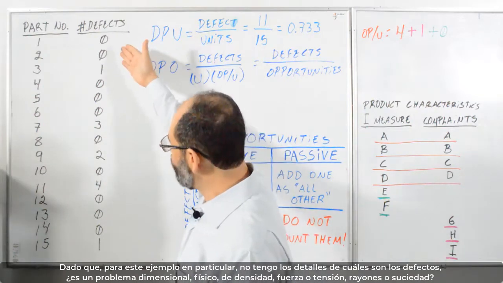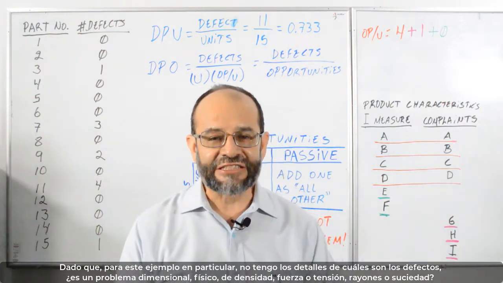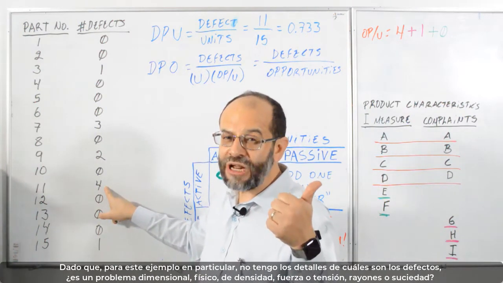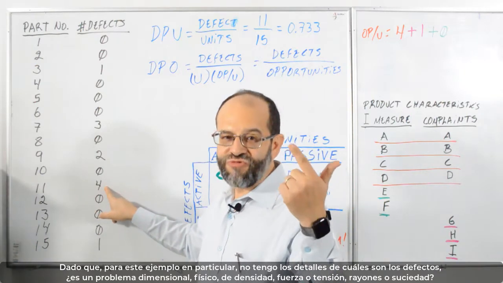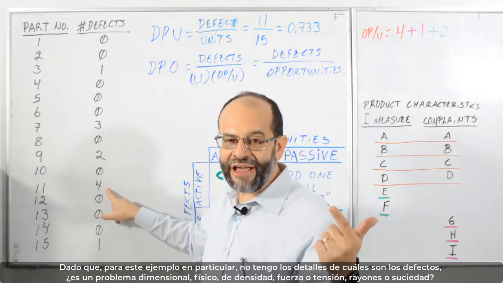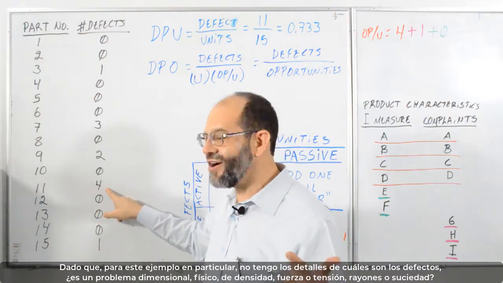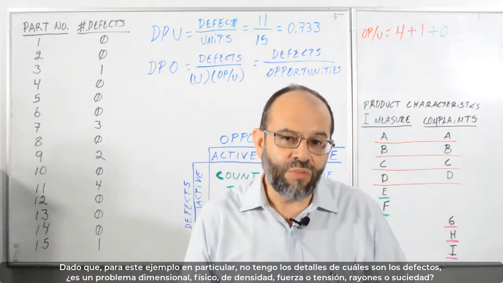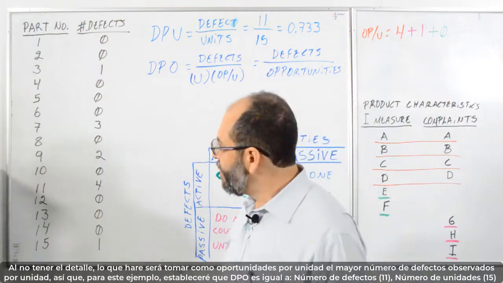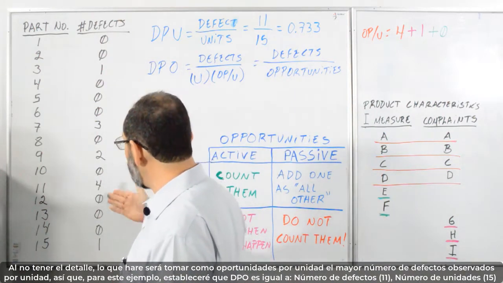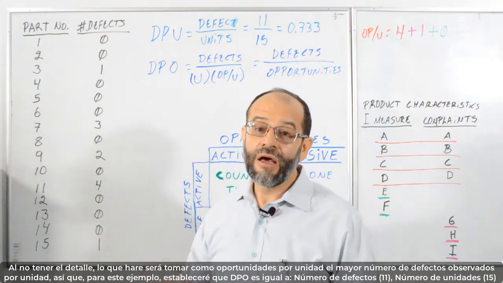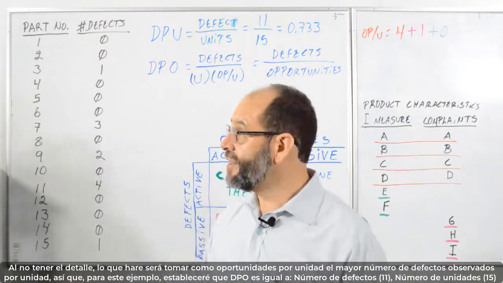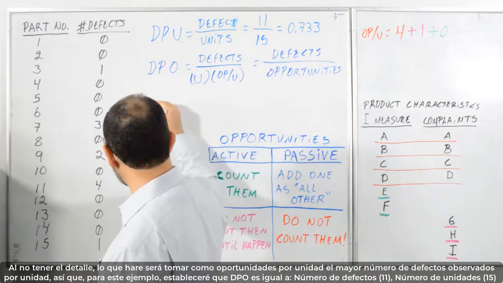Because I'm not having, for this specific example, the details about what these defects are for. Is this because of a dimensional problem? Is this because of a physical, density or strength or tension characteristic? Is this because of scratches, because of dirt, or I don't have the details. But if I don't have the details, what I will do is that I will take the biggest as the opportunities per unit, the maximum opportunities per unit that one part can have.